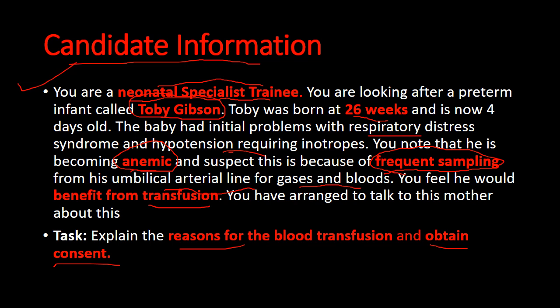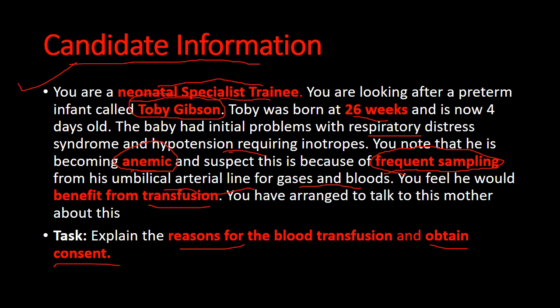Okay, you are suspecting this anemia because of frequent sampling. Definitely, the role player will ask you why he developed anemia. Is he bleeding from anywhere? Then you have to tell what could be the cause of anemia in this baby. Here the cause they give you is frequent sampling from the umbilical arterial line for gases and bloods, and it's very important to take the investigations. So you should tell the importance of taking blood gases and frequent sampling. What are the reasons? Because of blood gases and bloods.